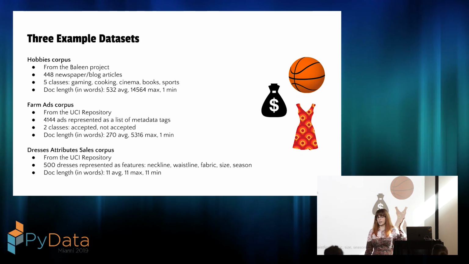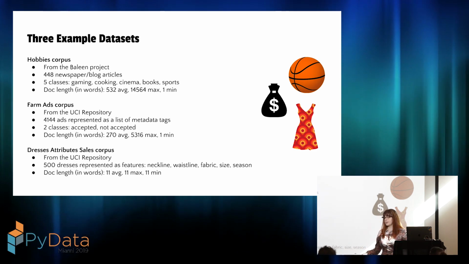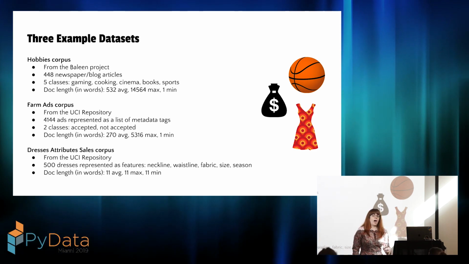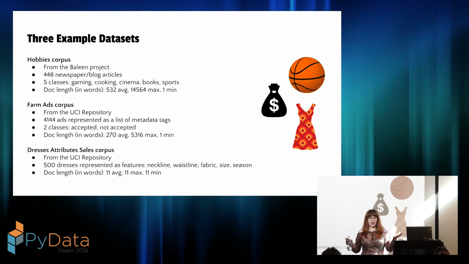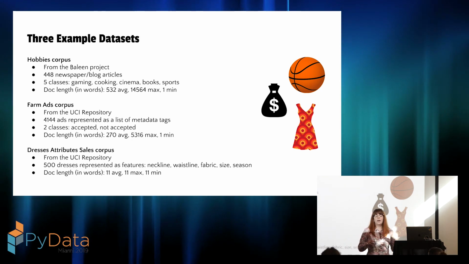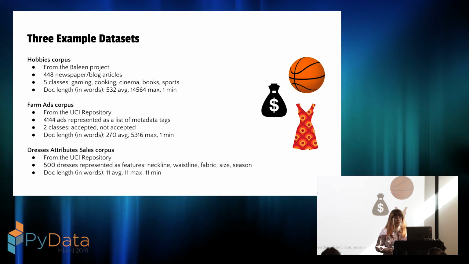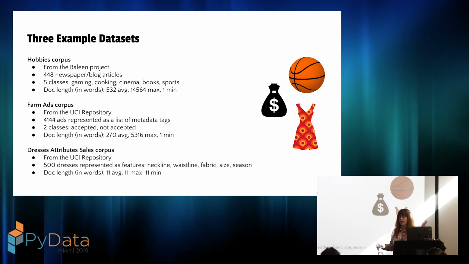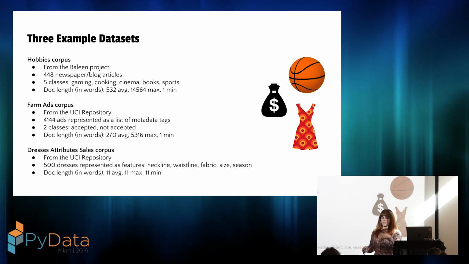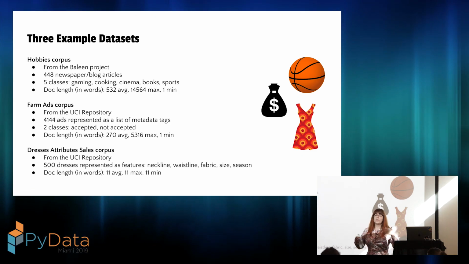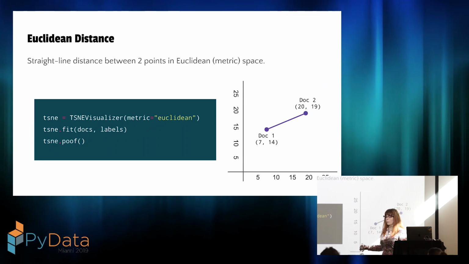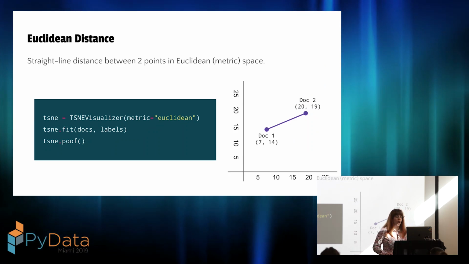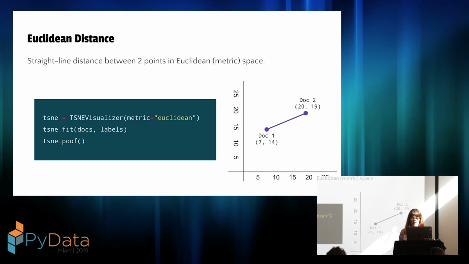So the three data sets are all really different. They're all text corpora, but they have a lot of variation in terms of max doc length, min doc length, and how many documents are in the corpus. This gives us a chance to examine across several very different corpora what the effect of different distance measures is going to be. So we'll start with Euclidean, right? This is straight line distance.